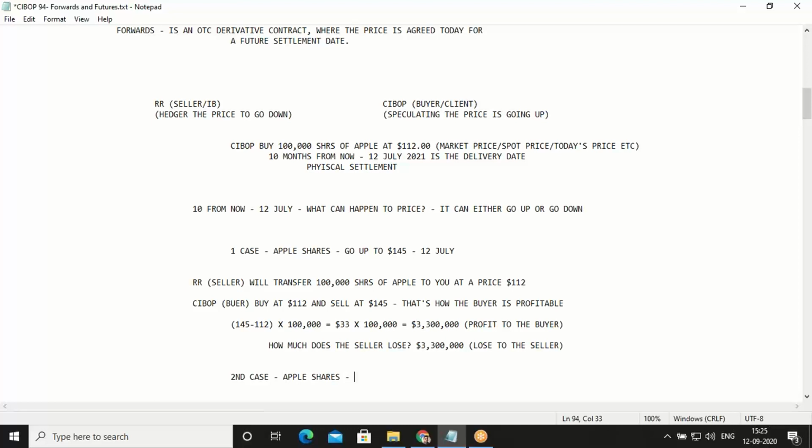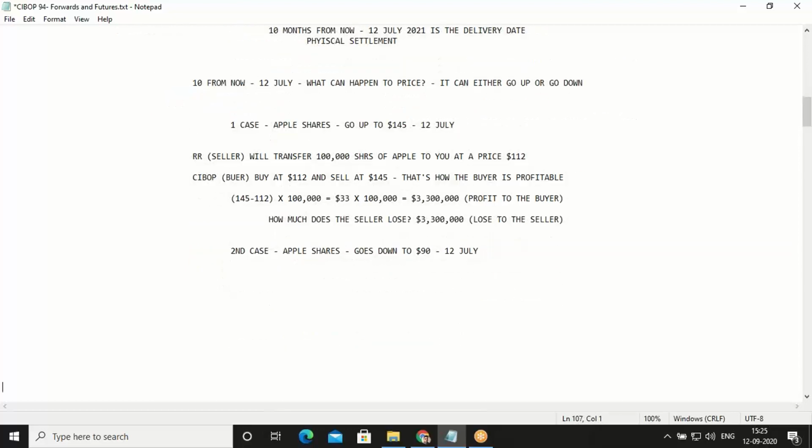All right, now let's look at the second case of Apple shares. Now, what can be the second case? It goes down to, let's say, $90 on 12th July. Now, what will happen? I'm still going to transfer the shares to you at a price of 112. See, that's the idea of a forward contract, that the price we agreed today is the same price we're going to settle in the future.